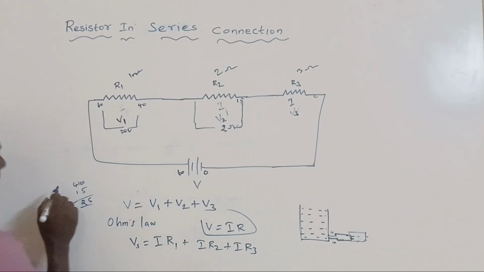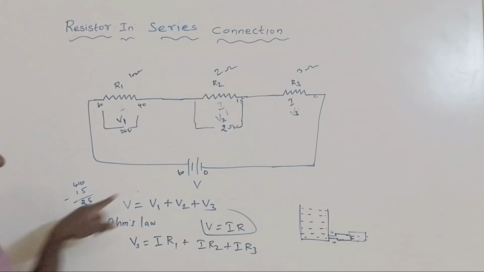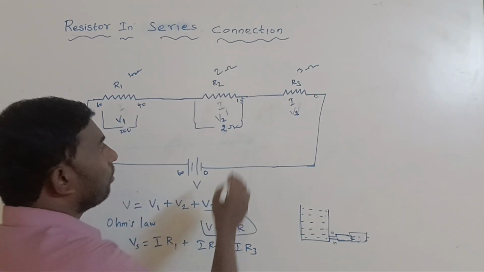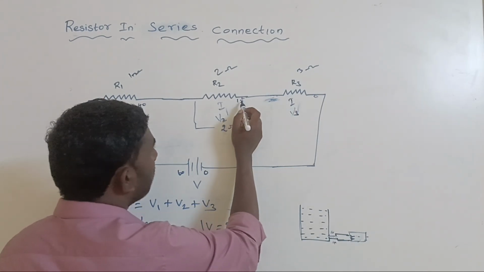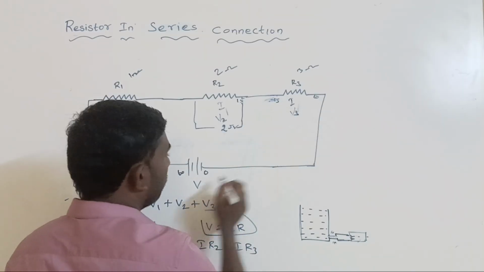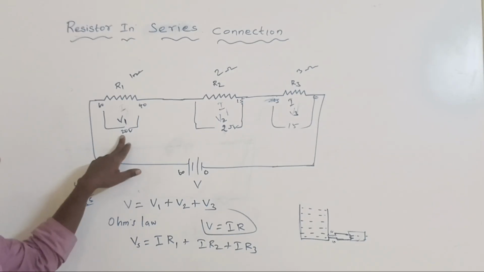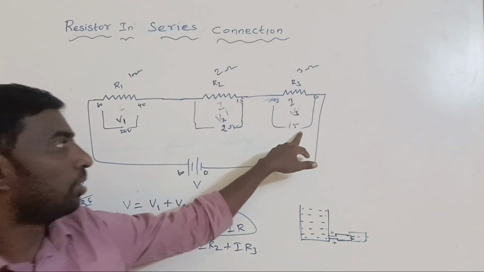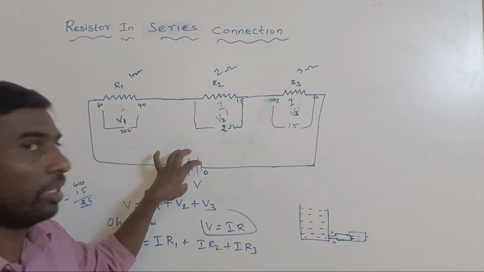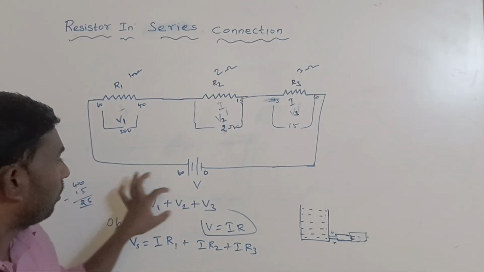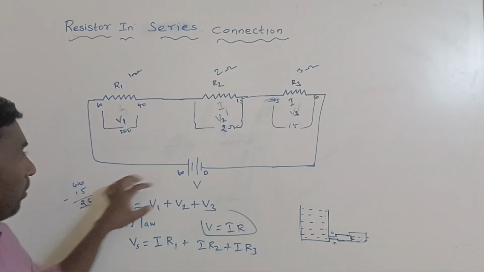So here 40 minus 15 is 25. Here 25 volt. If it is released, here 15 volt, and here 0 volt. There is 50. So you calculate everything: 20, 40, 45, 50, 60 volts. If you calculate all the potential differences, V1, V2, V3, 20, 25, 25, it is equal to the total potential.